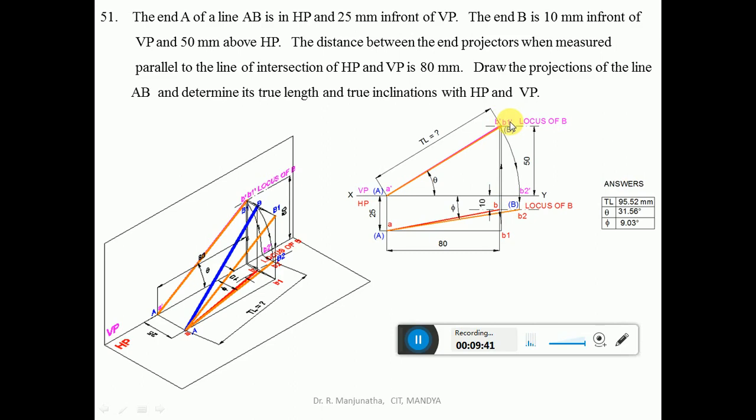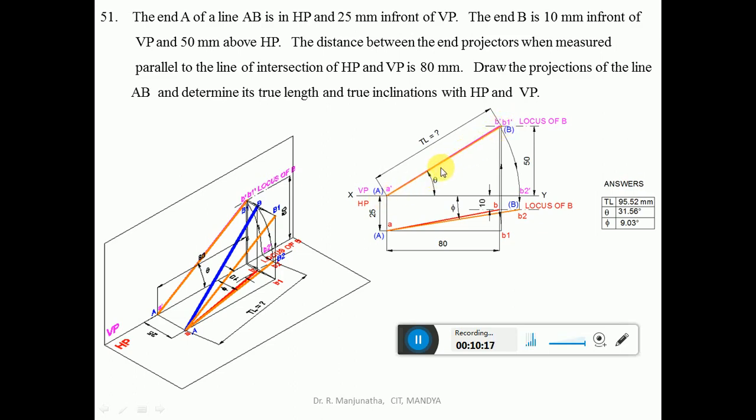That means B1 rotates only with respect to the vertical plane. With respect to HP it remains the same. That is the reason why B dash, which was initially here, has shifted to B1 dash. That means the distance above HP remains the same. So B1 dash will be the true length point in the front view. Join A dash B1 dash with a line a little thicker than the projector line.